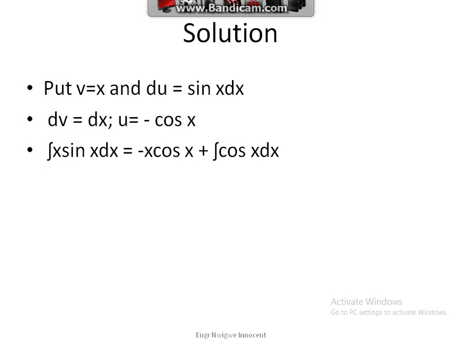Therefore, if you substitute the values into this formula, the integral of v du is equal to uv minus the integral of u dv. We now have the integral of s sin s ds equals minus s times cos s plus the integral of cos s ds. Therefore, we now have minus s cos s plus sin s plus c.